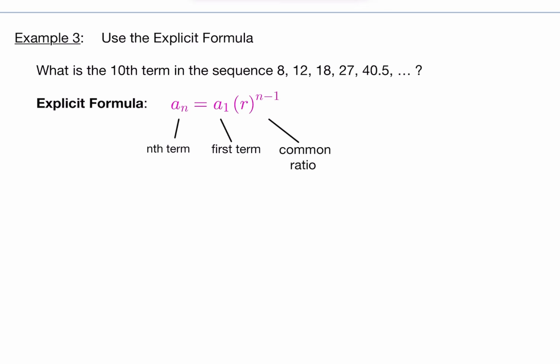An explicit formula is as follows. A sub n, so whatever term you're looking for, is equal to the first term in the sequence times the common ratio raised to the n minus 1 power.